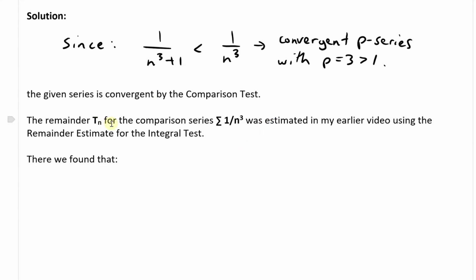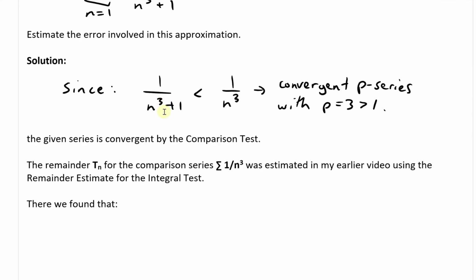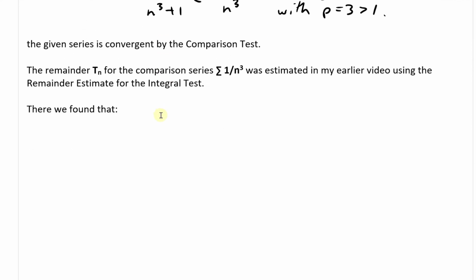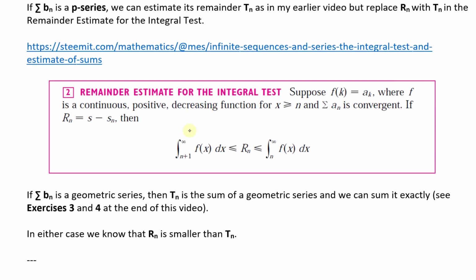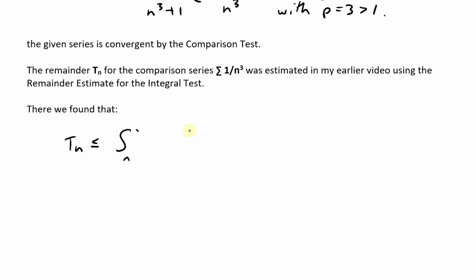Now going further, the remainder Tn for the comparison series, the summation of 1 over n cubed, was estimated in my earlier video using the remainder estimate for the integral test. I'll just do that right now as well. There we found that the remainder Tn is less than or equal to the integral from n to infinity of f(x) dx, where f(x) is 1 over x cubed.